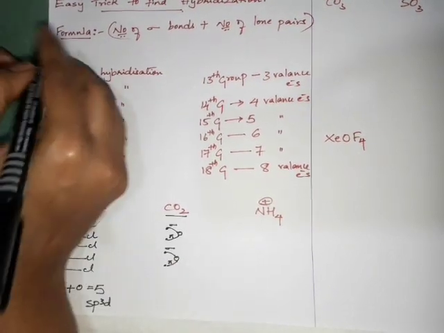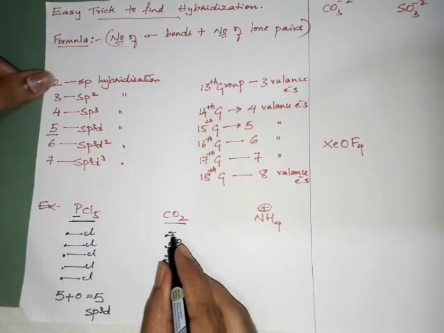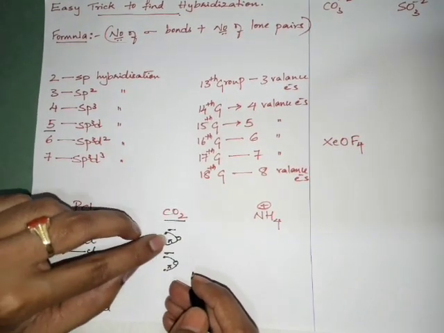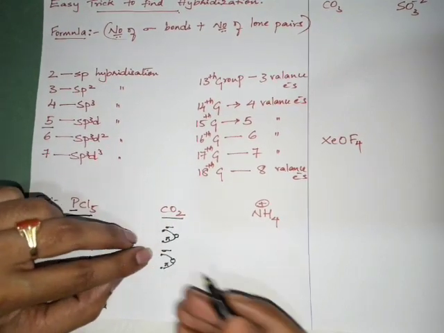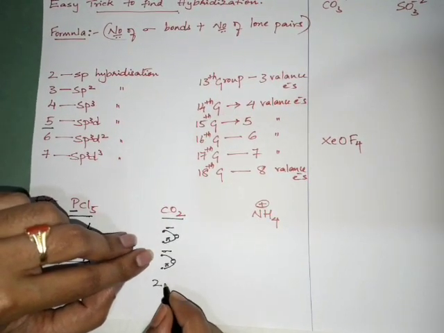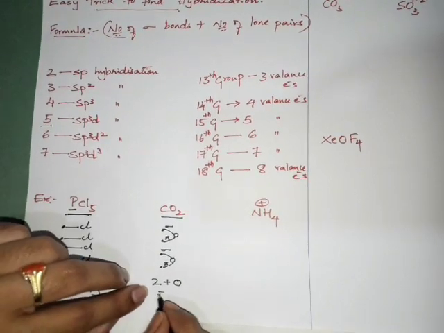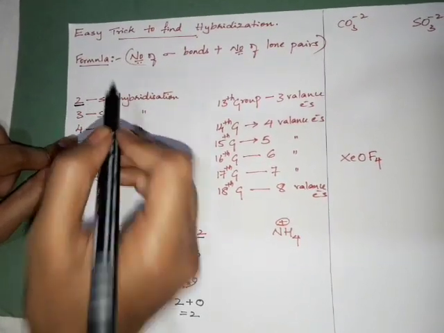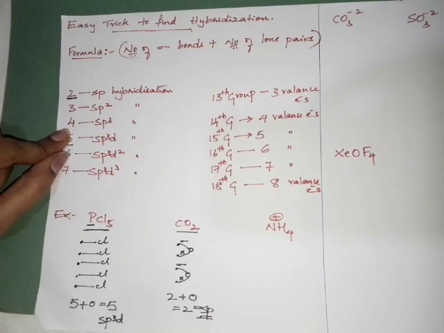Okay, now let us apply the formula. Number of sigma bonds plus number of lone pairs. So how many sigma bonds are there here? Only 2. And the other 2 bonds are actually pi. You should not consider pi bonds. You must only consider sigma bonds. So you have 2 sigma bonds and lone pairs are 0. So you got a digit 2. If you are getting a digit 2, then what hybridization is it? It is sp hybridization. Fine?